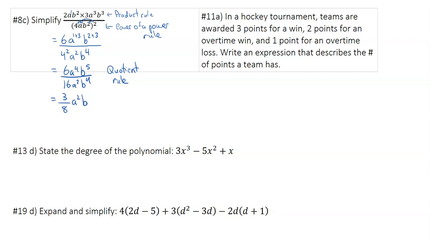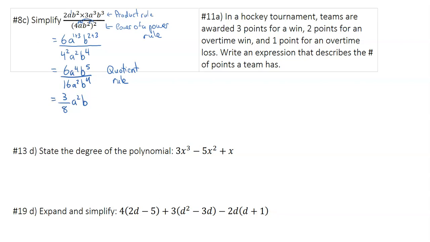5 minus 4 gives you b to the power of 1, or just b. And so with those three rules, we've been able to expand out the numerator, expand out the denominator, and then combine the numerator, and then divide those two to get it to something much simpler.